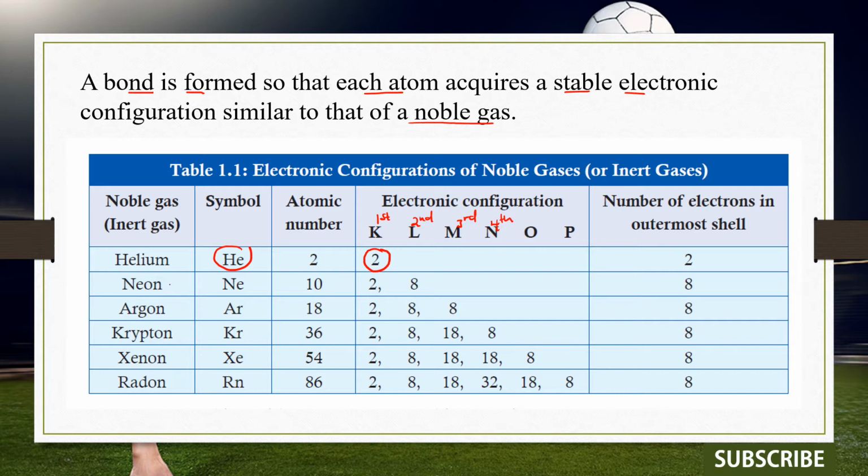When we go to neon, neon has 10 electrons. However, it has 8 electrons in the last energy level. Argon also has 8, krypton, and the rest. So one thing you realize is that apart from helium, all the other noble gases have 8 electrons, which is the maximum number of electrons these energy levels can have. And this has been associated with these elements being stable. And as such, all other atoms, whenever they are trying to bond, want to ensure that they have at least 8 or 2 electrons in their last energy level so that they become stable.